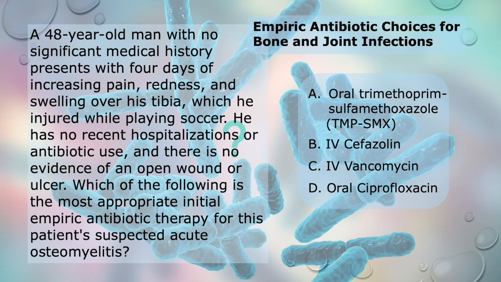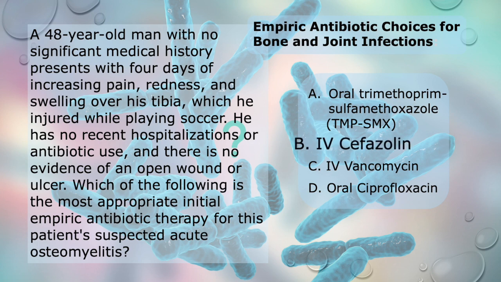We have a 48-year-old man with no significant medical history who presents with 4 days of increasing pain, redness, and swelling over his tibia, which he injured while playing soccer. He has no recent hospitalizations or antibiotic use, and there is no evidence of an open wound or ulcer. Which of the following is the most appropriate initial empiric antibiotic therapy for this patient's suspected acute osteomyelitis? A, oral Bactrim, B, IV cefazolin, C, IV vancomycin, or D, oral ciprofloxacin.